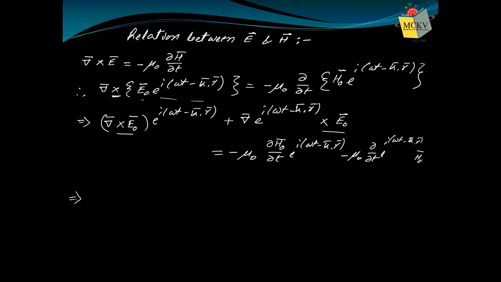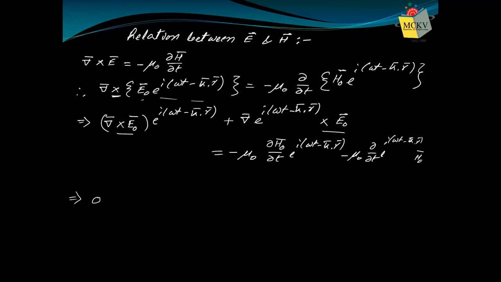Now what is curl of E naught? Whether you are using dot or cross, the curl of E naught is zero, because E naught is a constant. Though it's a vector, it's a constant vector. So this operation always gives you zero value because E naught represents the magnitude of the wave. That means del cross or del dot E naught will be zero. So the first term is zero.